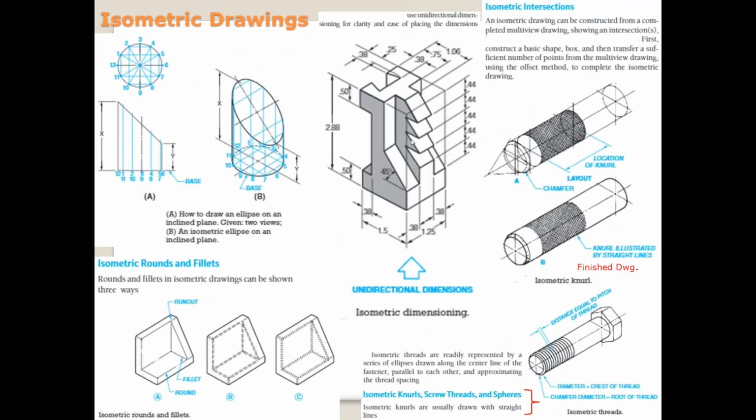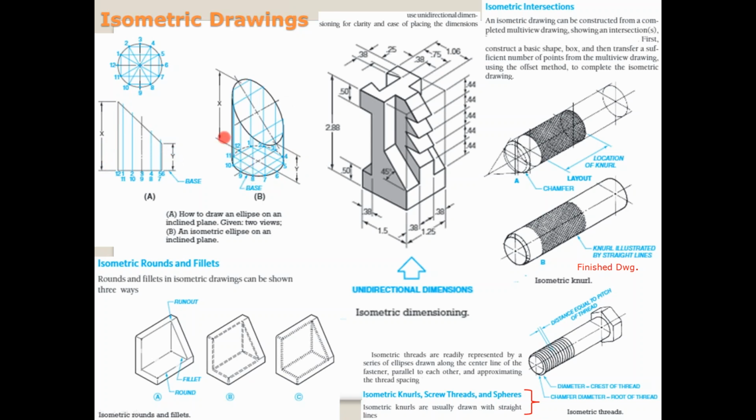Now we're going to show you how to draw the ellipse on an inclined plane, given two views, the top view and the side view. We want to finish the isometric ellipse on an inclined plane. So from this, given the circle, given this inclined surface cylinder, and given this x distance and this y distance, now you want to create an isometric ellipse here.